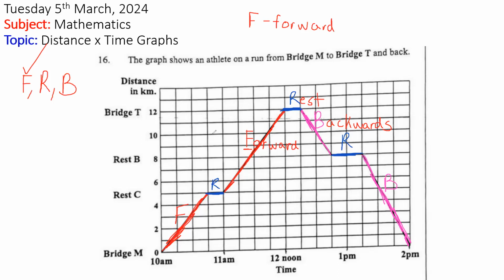So, what is happening when we have a line that is slanting and ascending, like this red line? What's happening to the object? It's moving forward. What's happening when we have a line that is horizontal, flat? What's happening to the object? Yes, the rest. And when we have a line that is descending and slanting, what does that tell us about the object? It's moving backwards. Good.